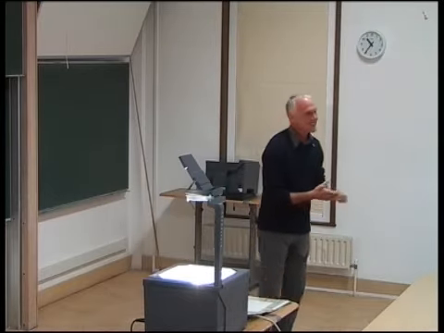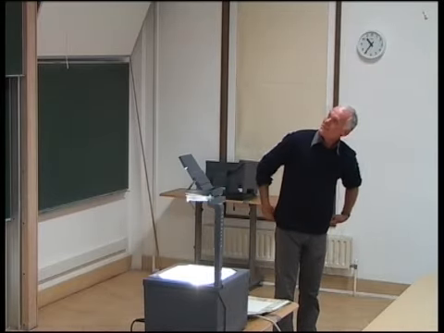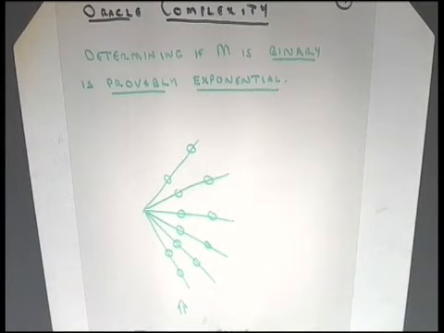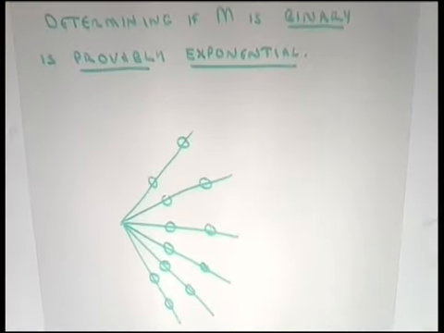So the point is, with respect to the oracle complexity model, deciding whether a matroid is binary is provably exponential. That's even worse than being NP hard. It's as bad as it could be. And not only is it provably exponential, I'm essentially going to prove it to you now.